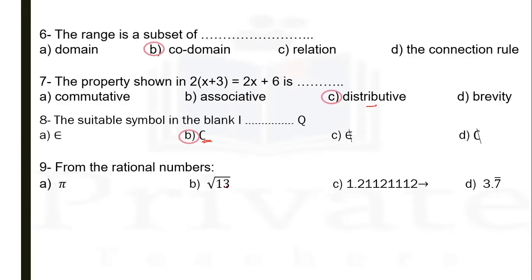And the square root of 13, we don't have a number that, when we multiply it by itself, the answer is 13. That means we cannot find the square root of 13. And when you cannot find the square root of a number, that means it is an irrational number. And then look at this number, 1.211211112. It doesn't terminate, and also it is not repeating. So it is an irrational number. But look at this one, 3.7 repeating. That means this is a repeating number. So this is our answer.